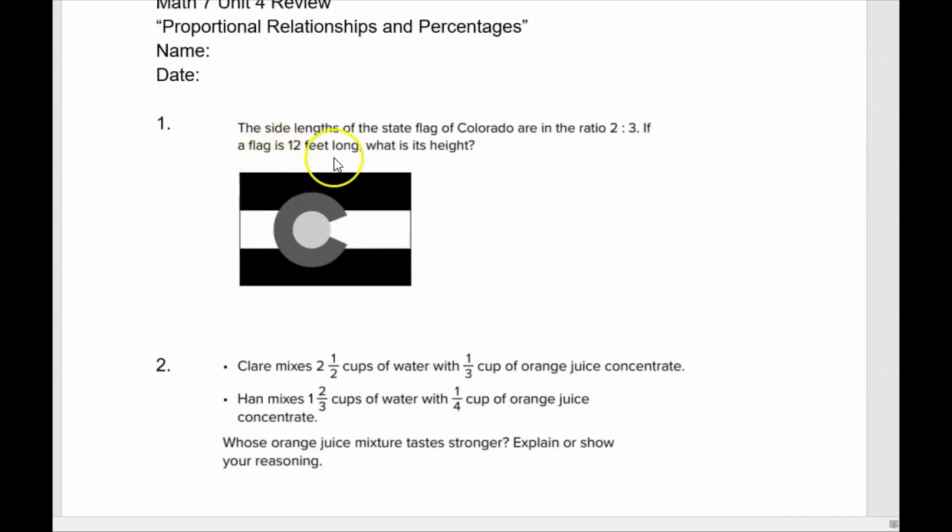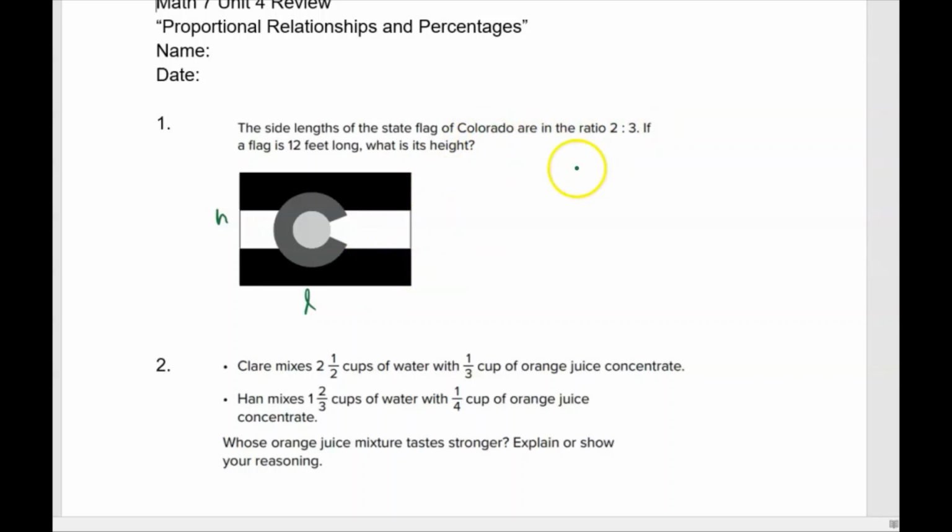Number 1 says the side lengths of the state flag of Colorado are in the ratio 2 to 3. If a flag is 12 feet long, then what is its height? Okay, so first off, when we're talking about rectangles, height and length are kind of interchangeable, but I'm just going to call this one my height, and I'm going to call this one my length. And I know that they're in the ratio of 2 to 3.